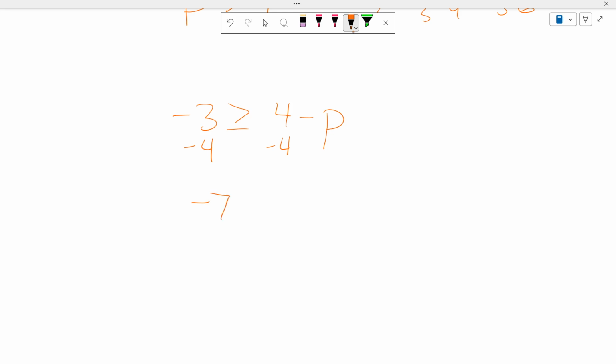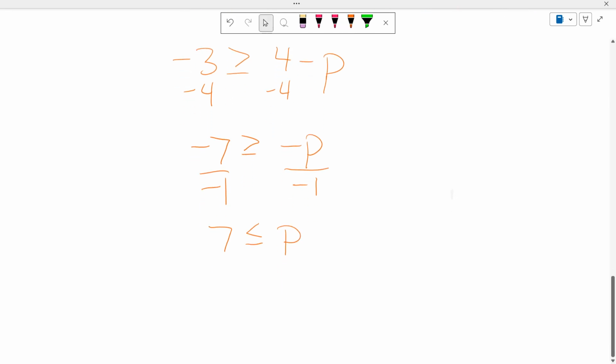So -7 is greater than or equal to what? Negative P. Then you want to divide by? Not yet. Let's divide by -1 right now, because that gets rid of the negative in front of P. Now, when we divide by a -1, what happens to the symbol? It flips.